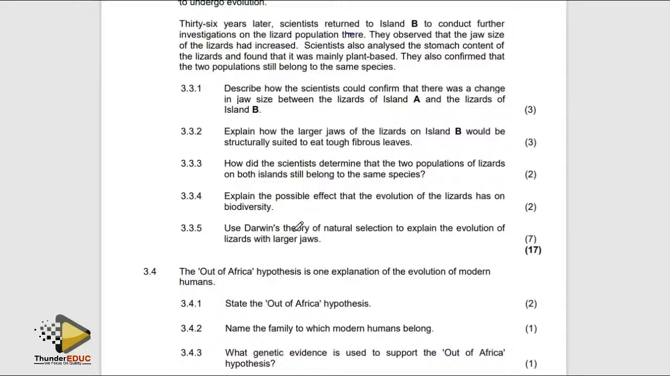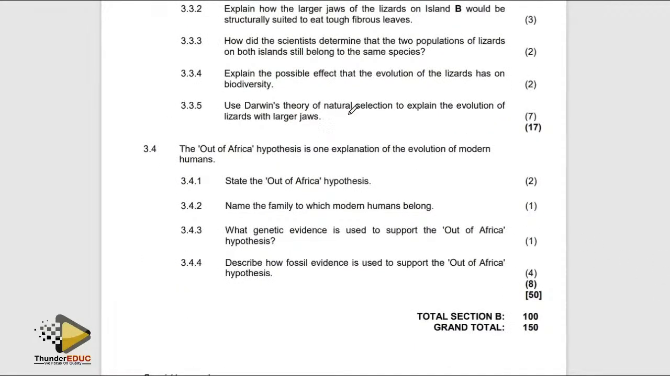Use the Darwin theory of natural selection to explain the evolution of lizards with large jaws. Here, the principle is the same. The principle of natural selection, whatever you explain, use the same principle. The first point you have to talk about is variation. There was variation among, now you have to tell us what they gave you, among the lizards, those with the large jaws and those with the smaller jaws.